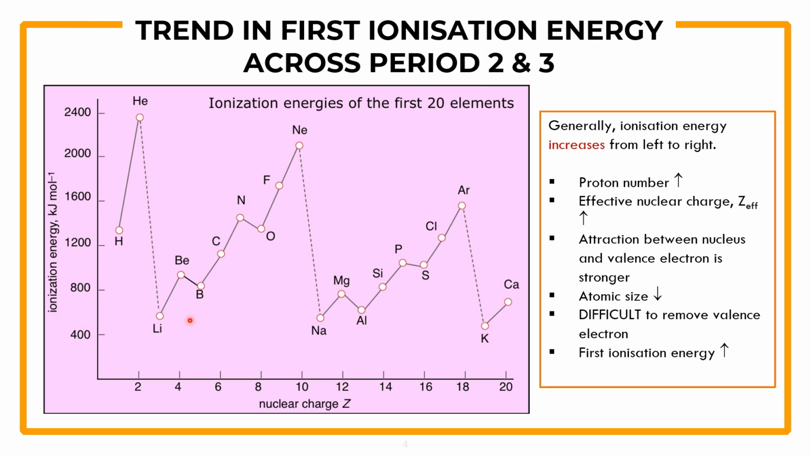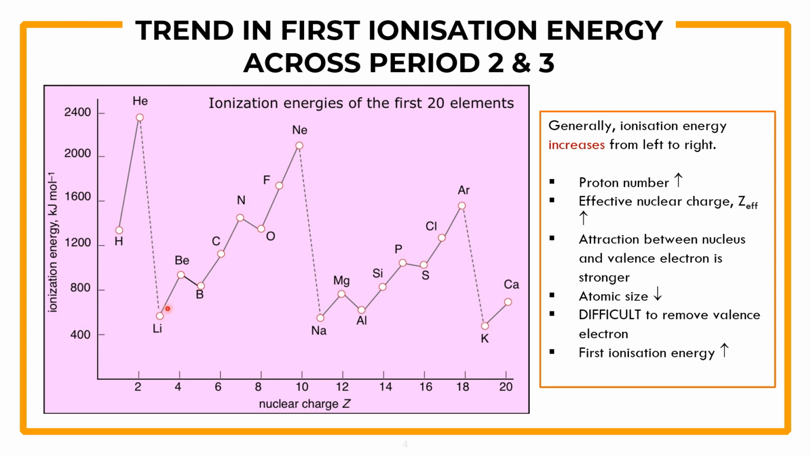So in this graph, we have elements across period 2 here, that is from lithium to neon. Dan kita ada juga elements across period 3 iaitu from sodium to argon. So this is the nuclear charge Z, or the proton number. And this is the value of the ionization energy, the first ionization energy for the respective elements.